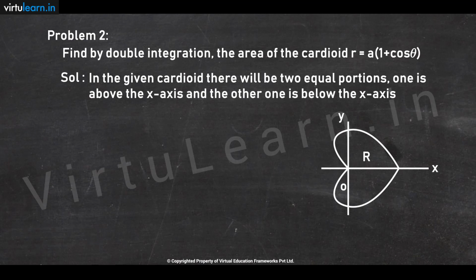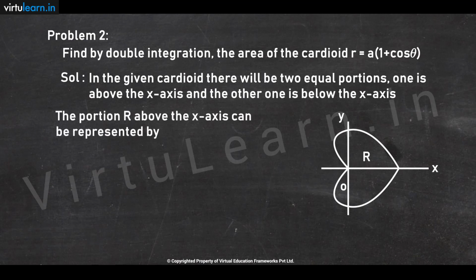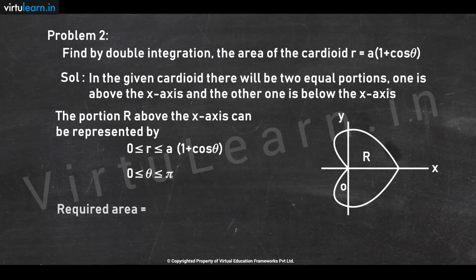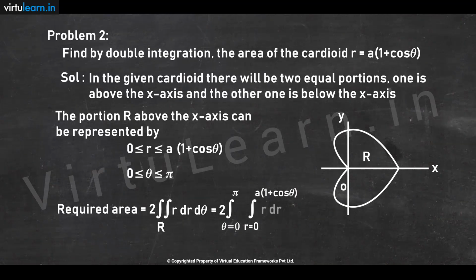The portion above the x-axis can be represented in polar coordinates by 0 less than or equal to r less than or equal to a into 1 plus cos theta, and 0 less than or equal to theta less than or equal to pi. Now the required area is written in polar coordinates as 2 times the double integral over the region of r dr d theta. Writing the limits, 2 times integral theta is equal to 0 to pi, integral r is equal to 0 to a into 1 plus cos theta, r dr d theta.